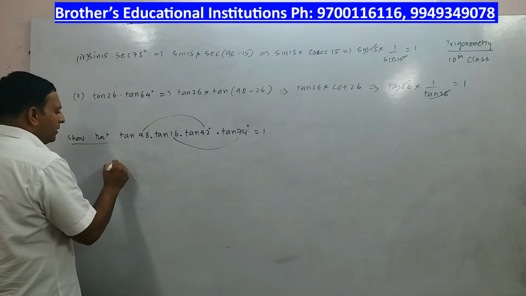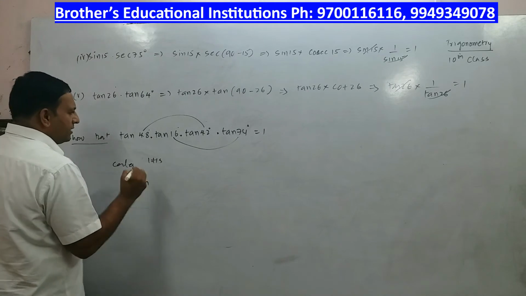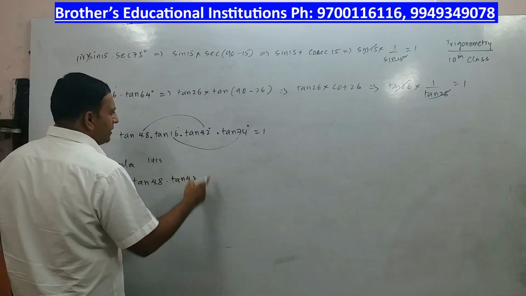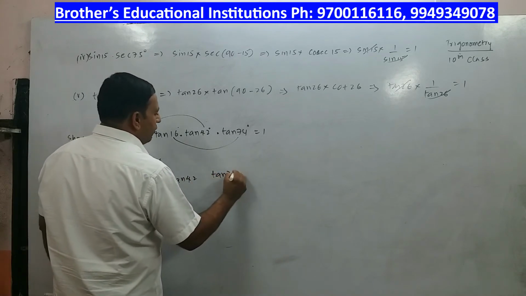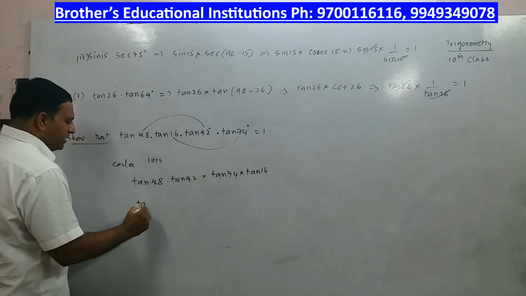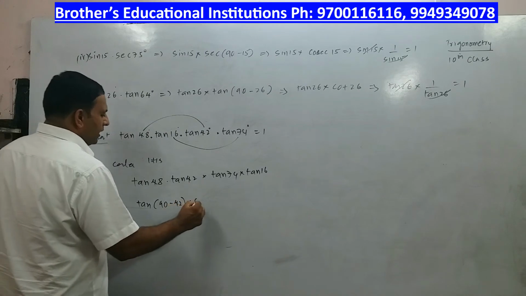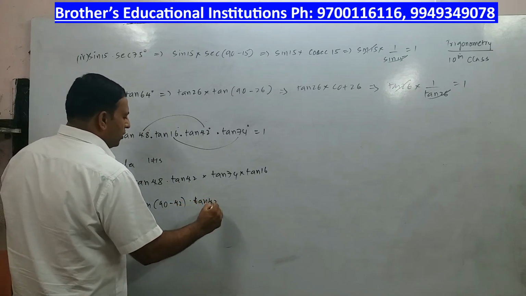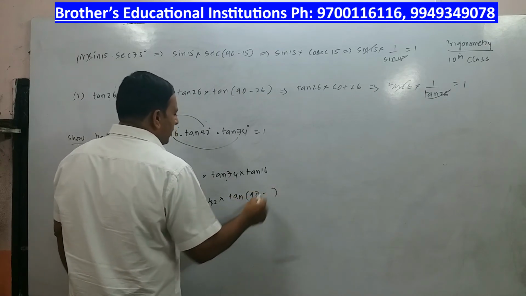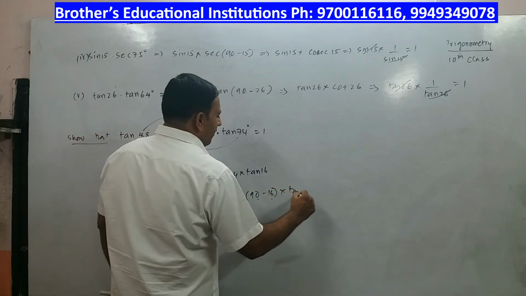Now what am I going to do? I will consider the left hand side. I'll write tan 48 into tan 42 at one place and tan 74 into tan 16 at one place. Everything is multiplied there. Now tan 48 can be written as tan of 90 minus 42. This I won't change, I'll write it as tan 42 only. Into tan 74, which can be written as tan of 90 minus 16, because 90 minus 16 gives you 74. Into tan 16.